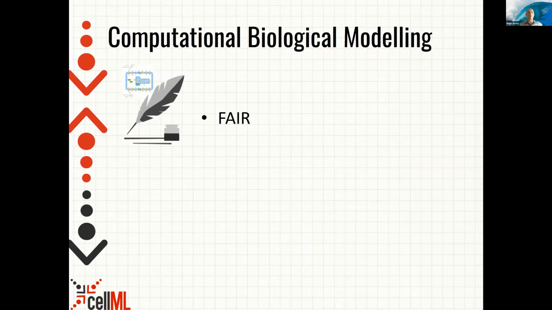So if I can make models FAIR, models that are findable, accessible, interoperable, and reusable, I eliminate a lot of the barriers to reproducibility. One of the easy things I can do to make my model reusable is to make it open source and make sure it is licensed appropriately. This takes virtually no effort.